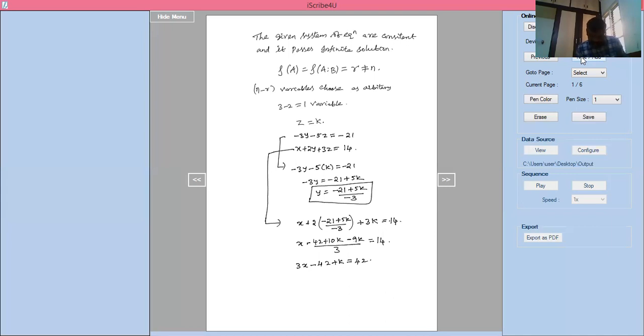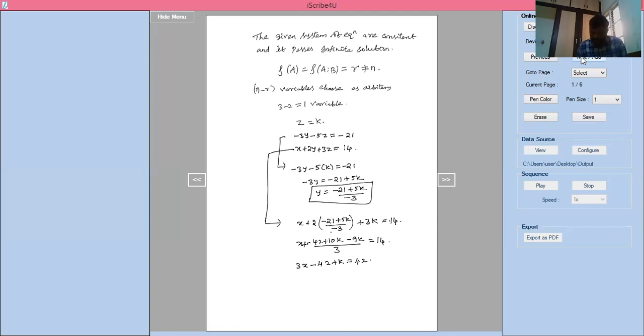14 into 3 is 42. Here, see one more: here minus 3 is there. If you divide this one by minus 3, here minus 42 plus 10 divided by here minus 3 is there. No, if you take this one, this is plus 42.